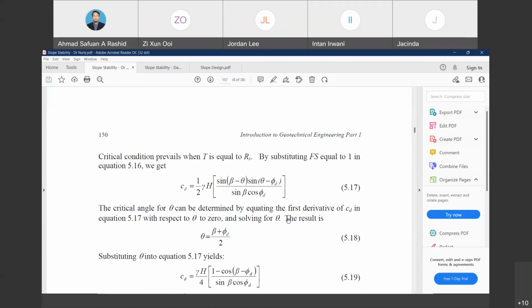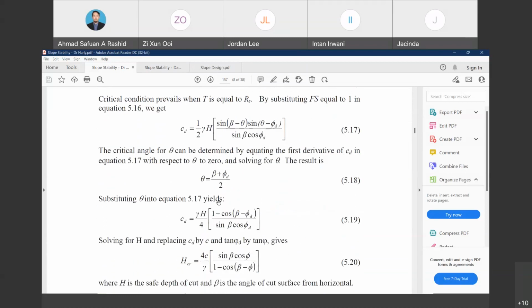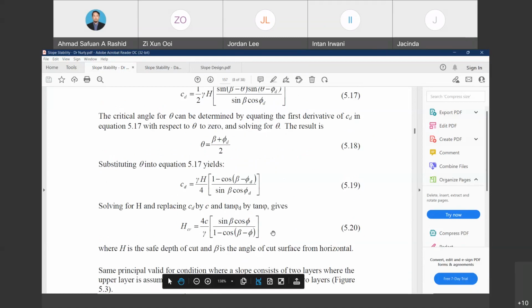Then solving for theta, this will become zero, and we try to solve the equation. They want to get the maximum, the critical condition. At the end, theta is equal to beta plus phi d over 2. Then we include theta to represent the critical height, to get the critical condition, and rearrange to get the critical height for the slope.